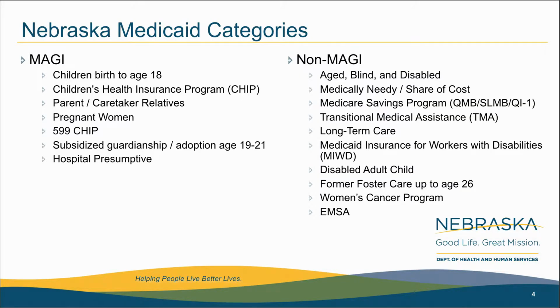The Medicaid categories within the state are listed on the screen. When we took over when the Affordable Care Act was passed, we broke our programs into two specific categories, Magi and non-Magi. As you can see, Magi is basically children up until the age of 18.